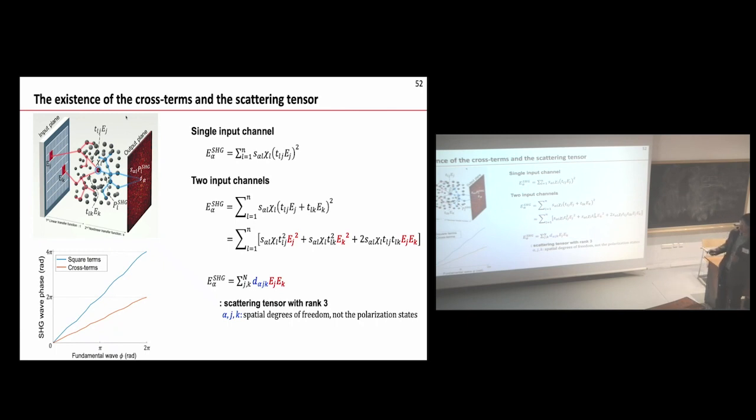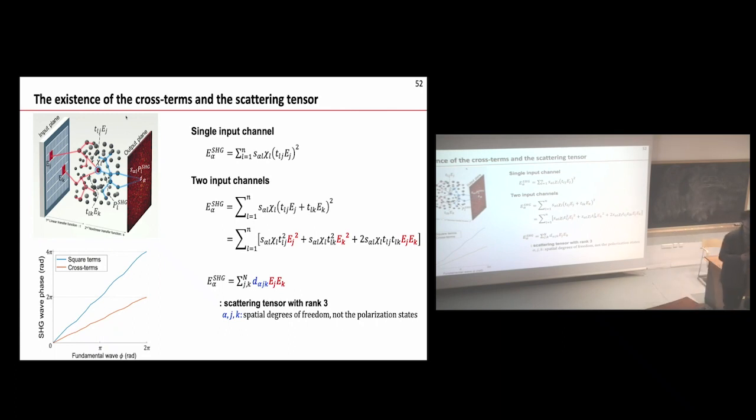If you turn on one channel, then the signal at a certain detection pixel can be described like that. So the square of the incident wave, TLJ describes the transfer function from J's channel to L's particle, and then you have a susceptibility, and from L to alpha you have another transfer function. But now if you turn on two channels, then it has to be described in this way. Then you have a square term and you also have a cross term, okay?